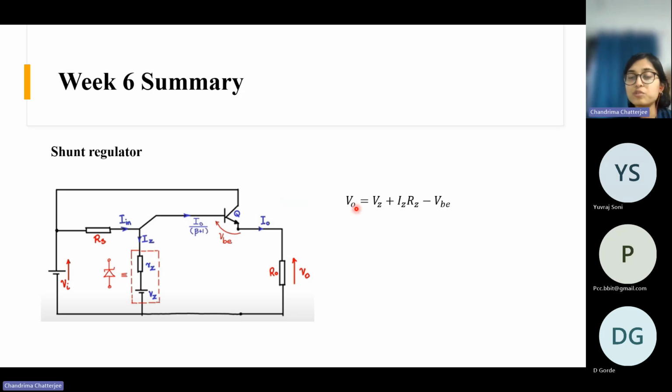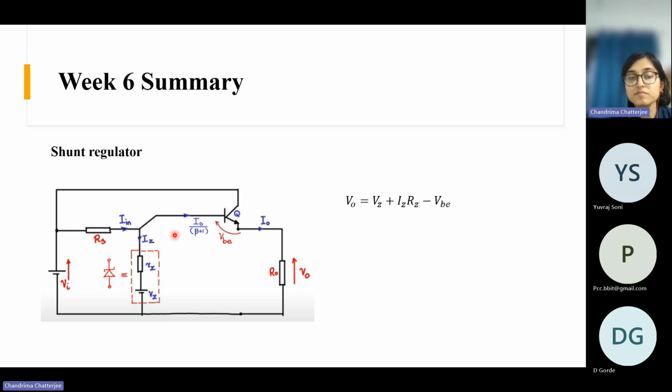Now, what is our output voltage? Our output voltage is VZ plus IZ-RZ and minus VBE, because there is a VBE drop in the base-emitter junction of the BJT. So in this loop, if you apply KVL, you will get the expression of output voltage. Now what happens is that our I in is getting divided between this Zener and the base of the BJT.